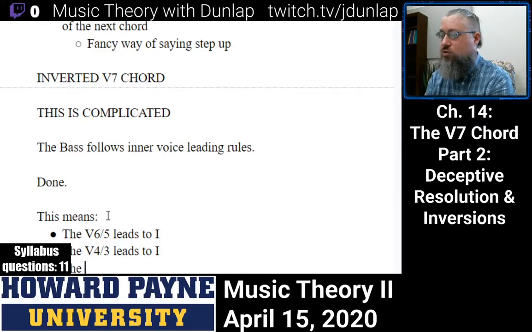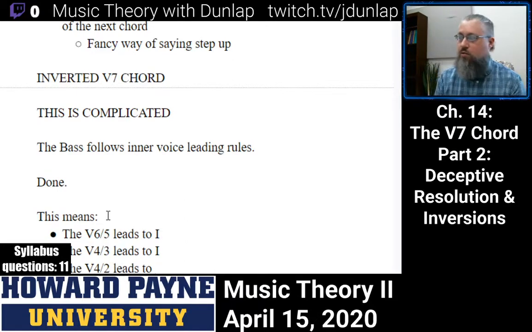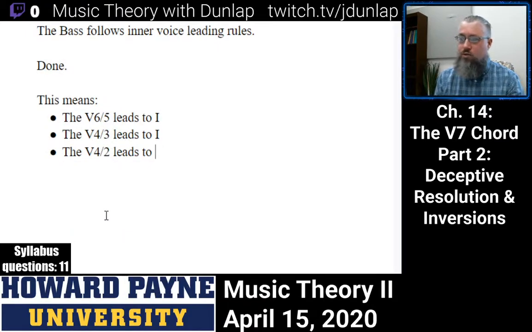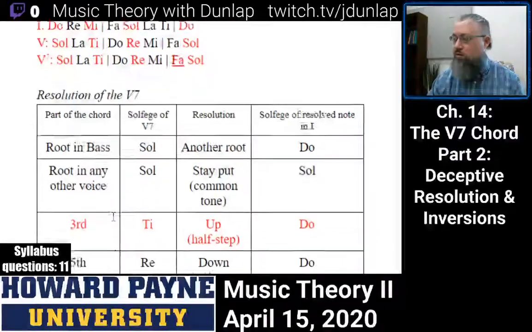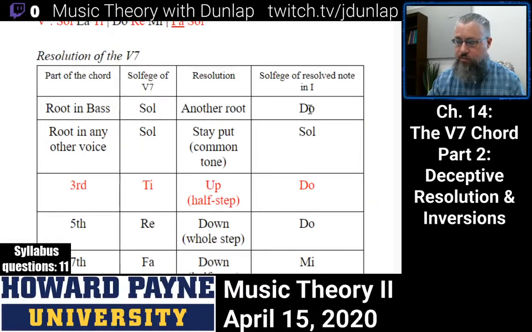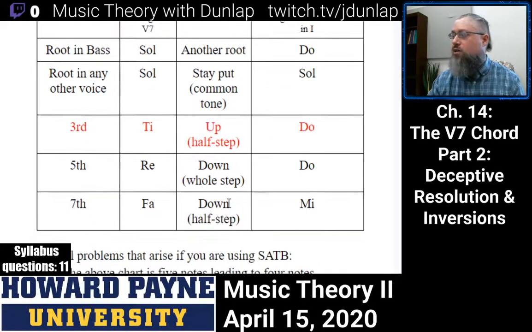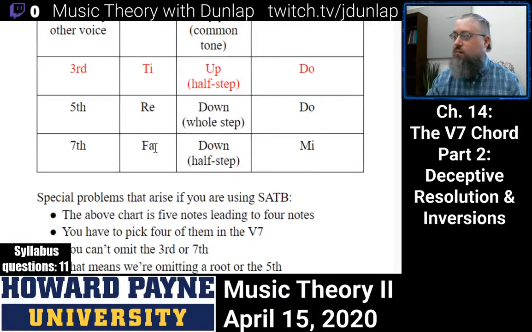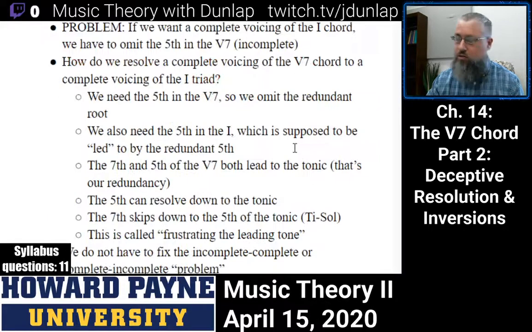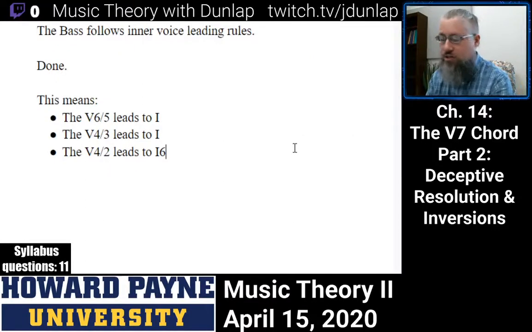The 5/2 then, or what we call the 4/2, leads to... I'm going to give you a little bit of time to think about that, okay? So we've got Sol-Do if the root is in the bass. The third's anywhere, it's Ti-Do, also leading to scale degree 1. If the fifth is anywhere, it goes Re-Do, also leading to scale degree 1. So what happens if Fa is in the bass, meaning we are in third inversion of the chord? Seventh is in the bass, scale degree 4, leads down via half step to scale degree 3. It leads to the 1/6.